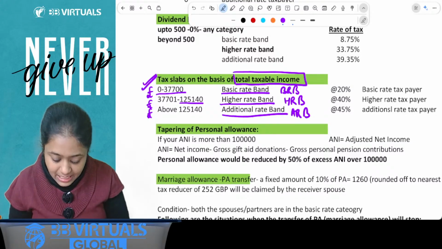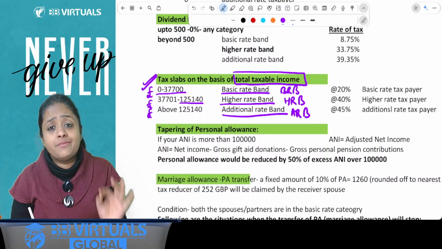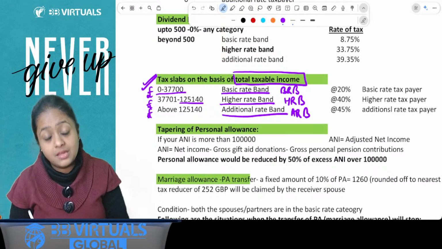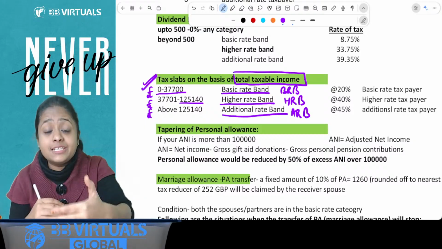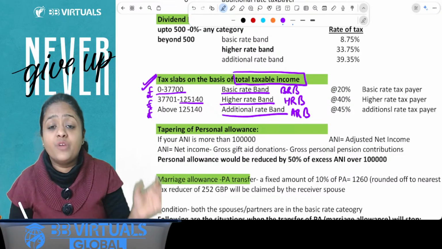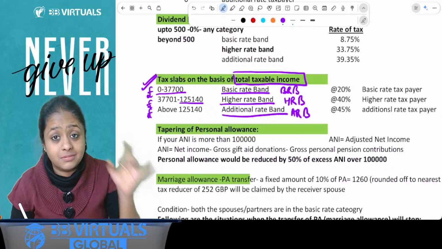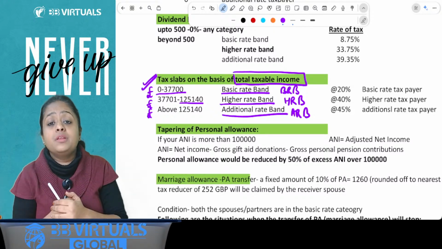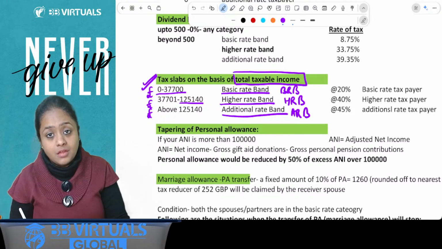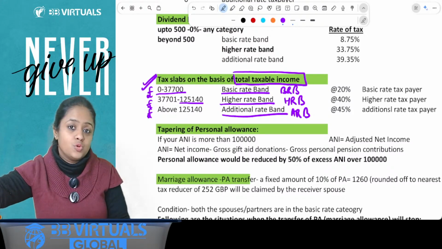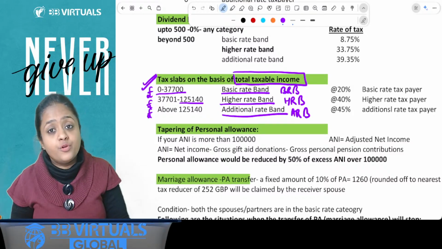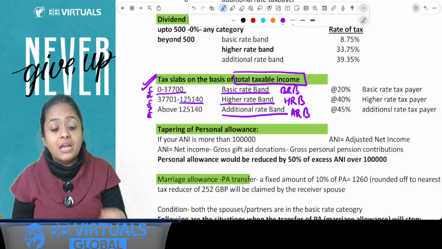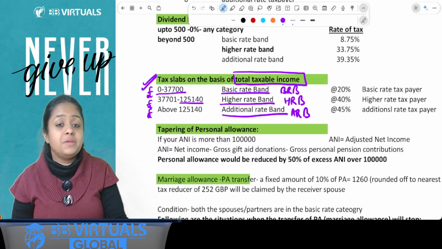Okay, so now let's continue. Till 37,700 of the total taxable income, the individual is in the basic rate band category. The moment his total taxable income exceeds the basic rate band, till 125,140 of the total taxable income, he would be in the higher rate band. Now let's say the taxpayer's taxable income is 1,80,000. That means it is exceeding the higher rate band also. So beyond 125,140, with no upper limit, the entire income will be a part of the additional rate band. So we call it the ARB category.